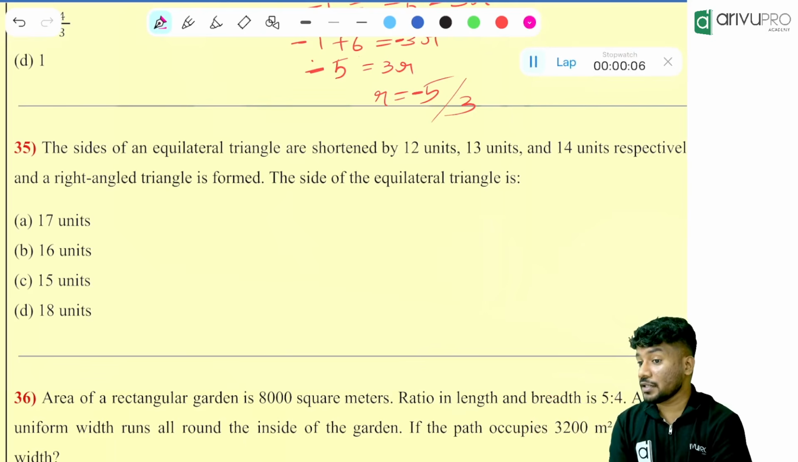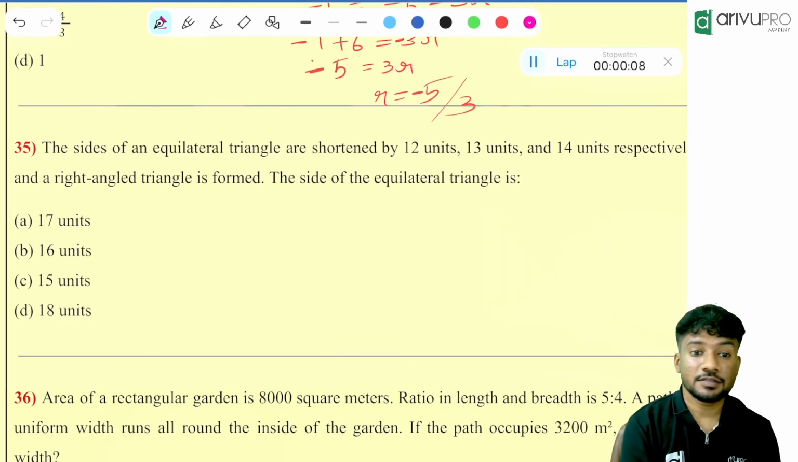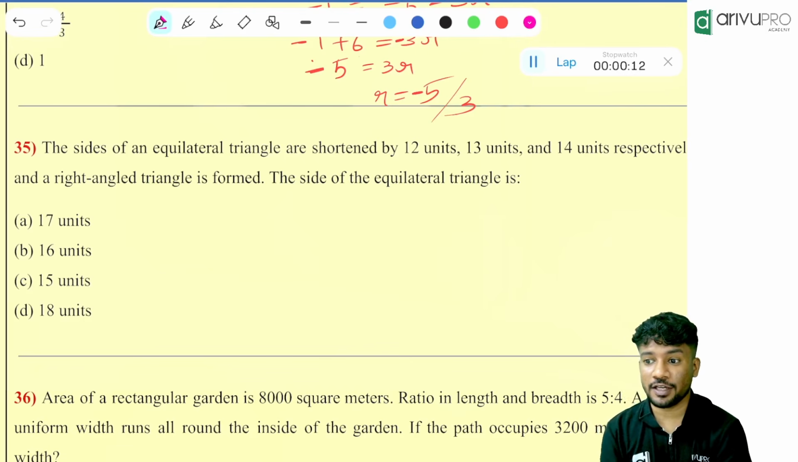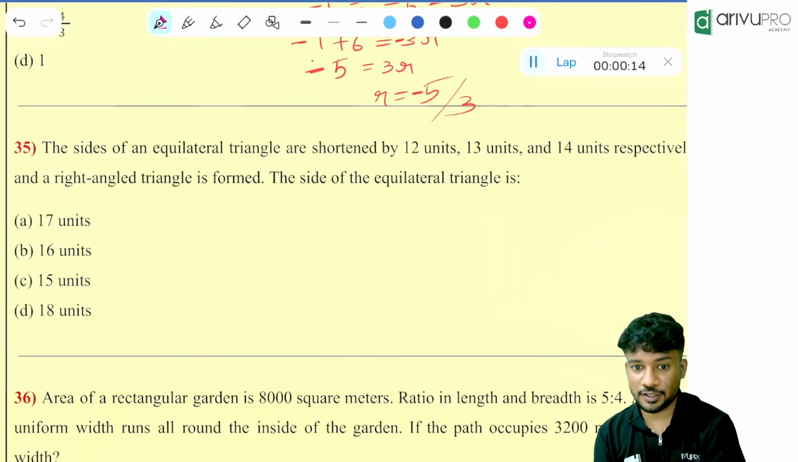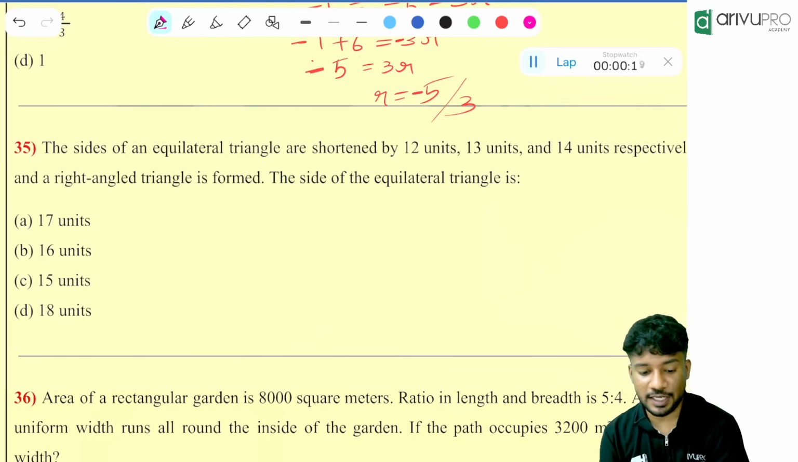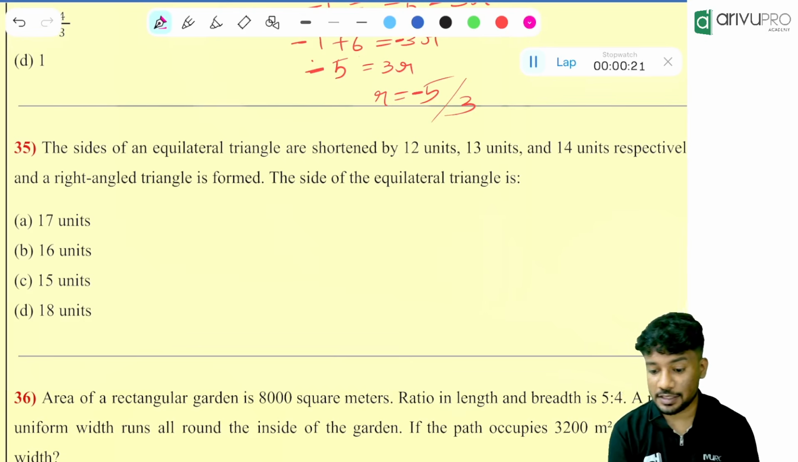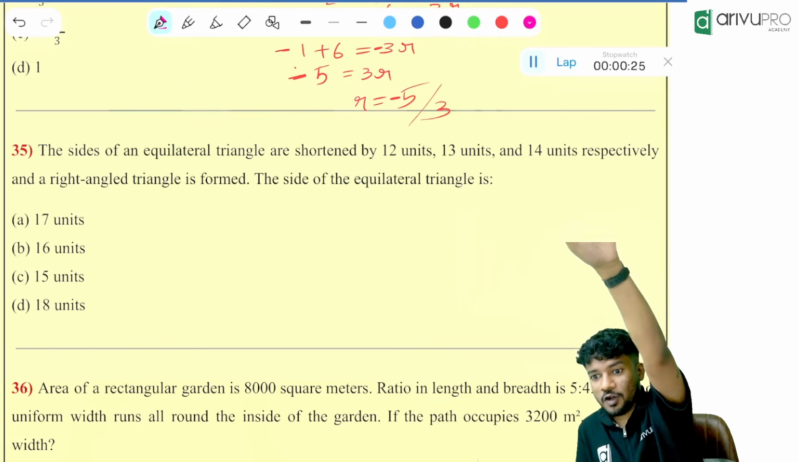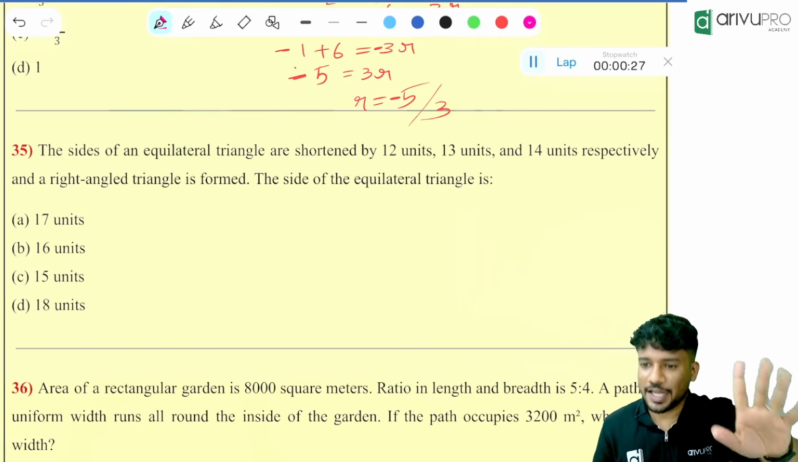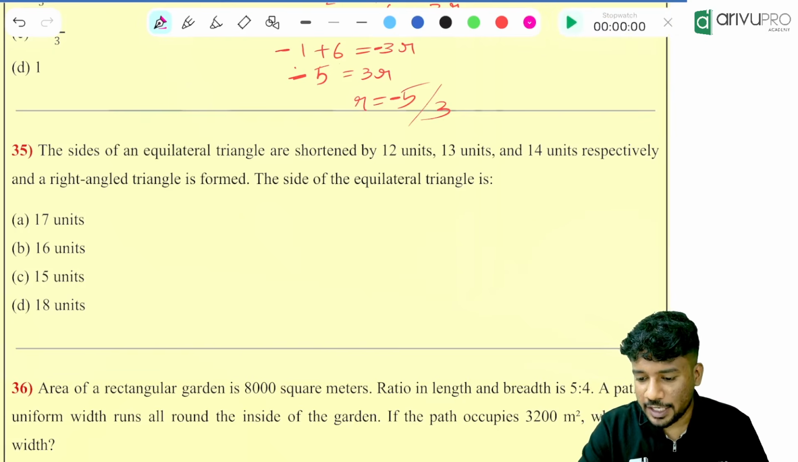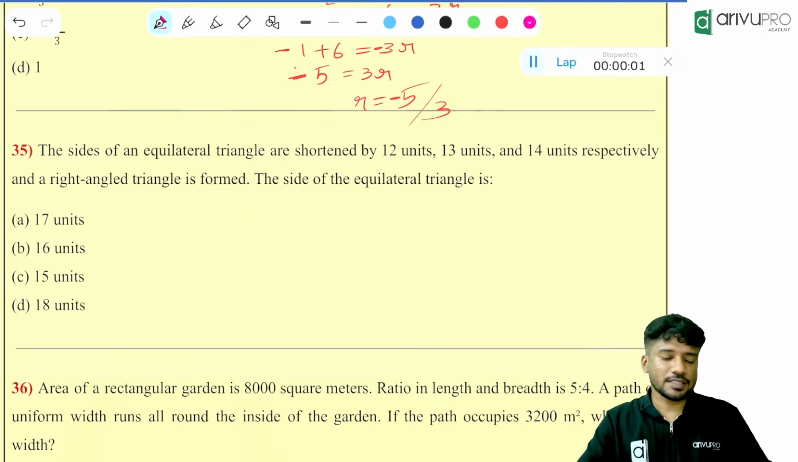Right angle triangle. What is the importance of right angle triangle? Hypotenuse square is equal to the sum of the squares of the other 2 sides. That means Pythagoras theorem will be applicable where? In right angle triangle. Keep it in your mind. What do you mean by equilateral triangle? All the sides are equal. Keep that also in your mind. Accordingly, please go about it. The timer starts now. Please start.